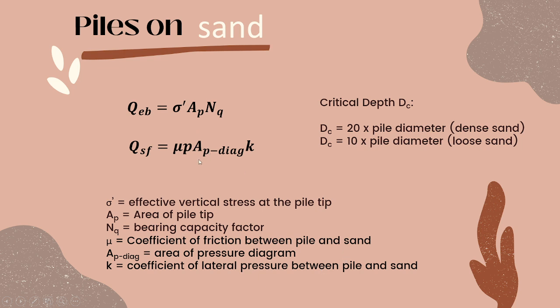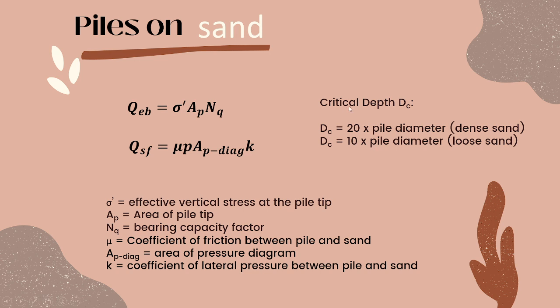So, paano ba yung pressure diagram? So, ito po yung diagram na ginagawa by using the effective stress dun sa kada level. So, kung yung Y mo, yan yung depth. And then, yung X-axis mo naman, yan yung effective stress. Pero, meron tayong tinatawag na critical depth. So, kapag dense yung sand, ang critical depth natin is 20 times the pile diameter. And then, kapag loose naman yung sand, that is 10 times the pile diameter.